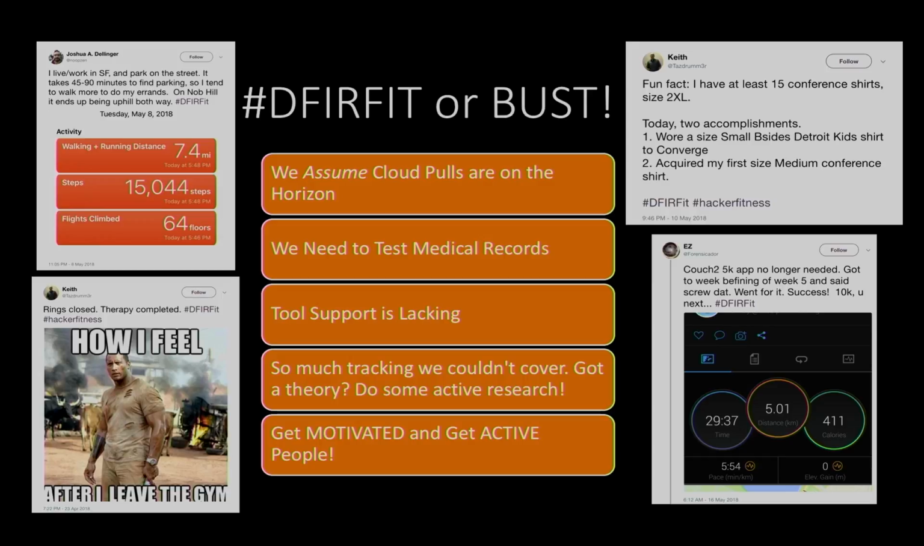We obviously need to test medical records, to be honest. I'm probably never going to put medical records into my phone because I don't care enough to do that. But if anyone ever comes across this and sees what the information looks like, please let us know.